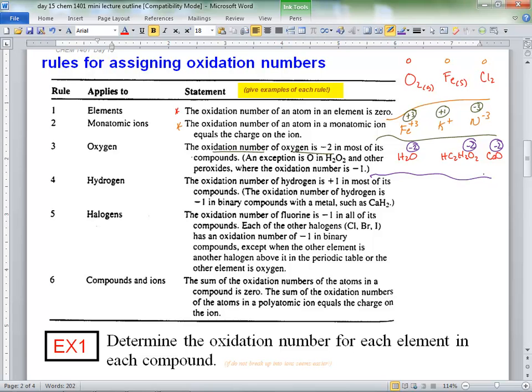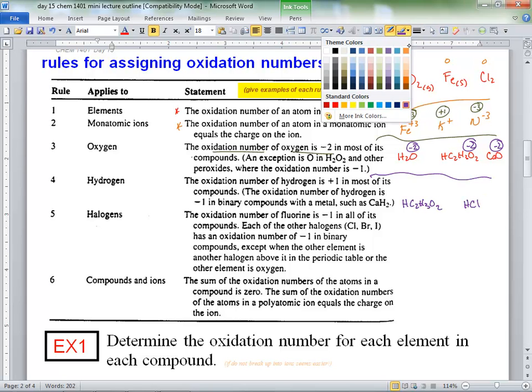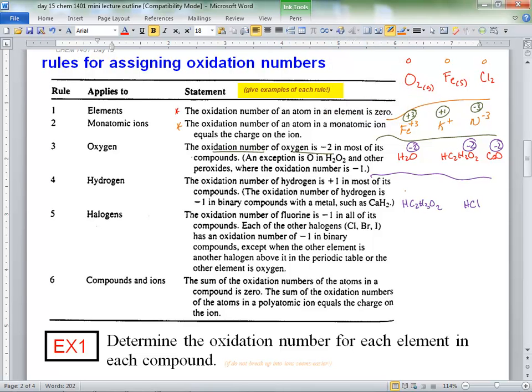Hydrogen, it says, is +1. Whatever compound you want to write with hydrogen, it's almost always +1. It's there, it's there, it's there. So wherever you see hydrogen, +1. Oxygen, -2.